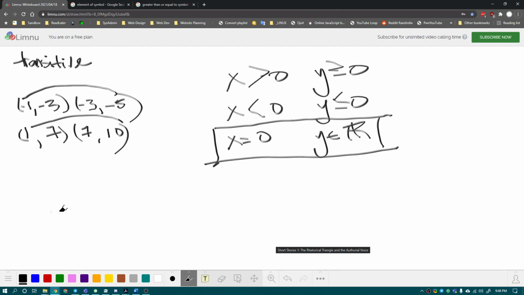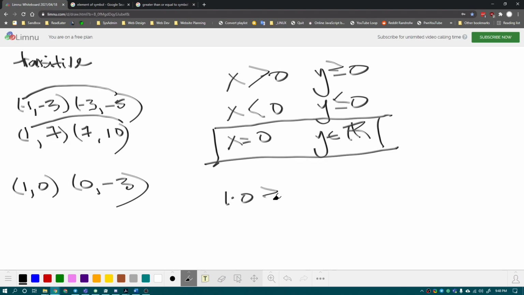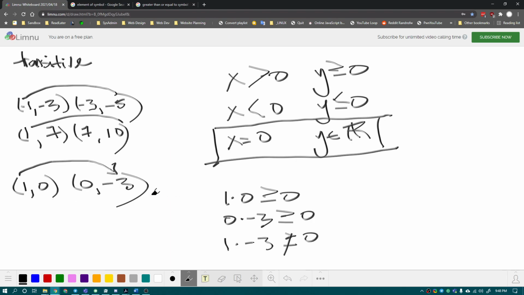So as a counterexample why transitive doesn't work, let's consider 1, 0 and 0, -3. Because 1 times 0 is greater than or equal to 0. And 0 times -3 is also greater than or equal to 0. But what about 1 times -3? What about that shortcut? Well, that's not greater than or equal to 0. So there's our counterexample.